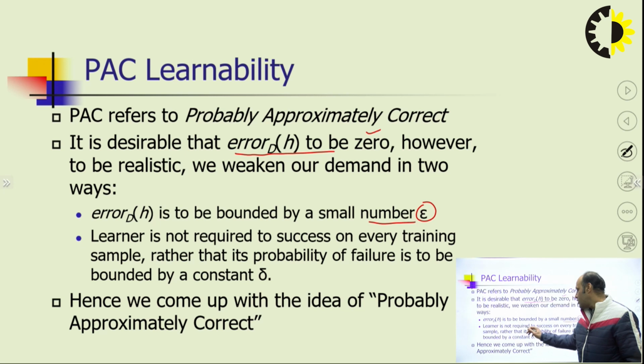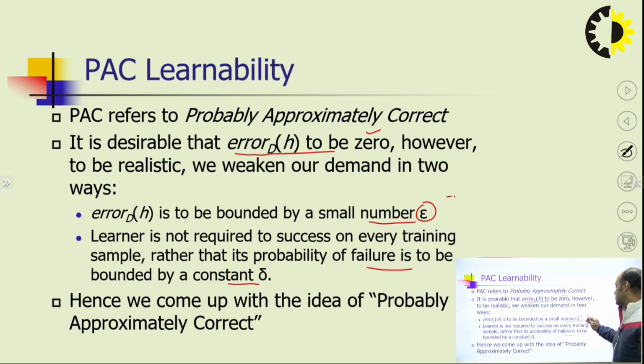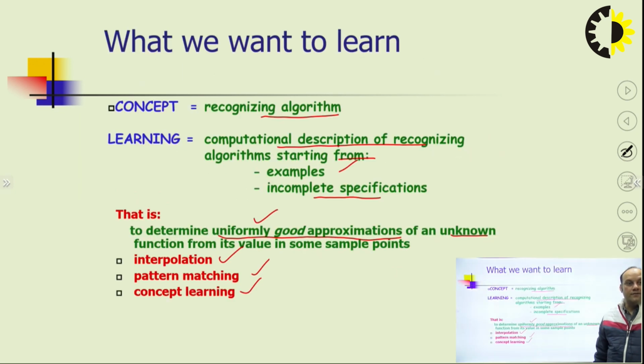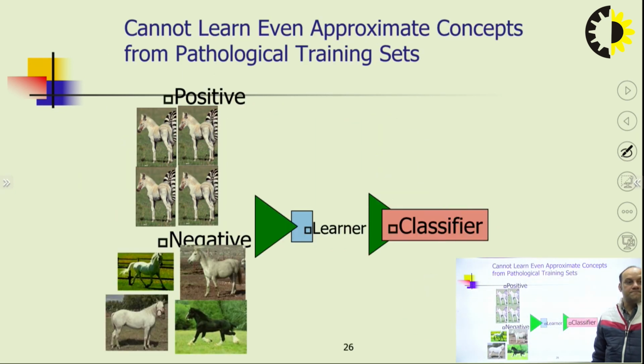Secondly, the learner is not required to succeed on every training sample. The learner has to understand that he cannot succeed on every training example, and rather its probability of failure is to be bounded by some constant delta. So you have to keep in mind these two weakened demands. Number 1 is the small number epsilon and number 2 is this constant delta. Okay, this I have explained before also.